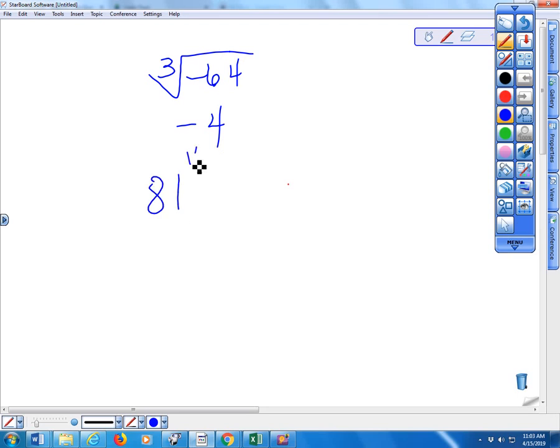81 to the 1/2. How do I write 1/2 as a root? It's just the square root of 81, right? So this is the square root of 81, which is just 9.